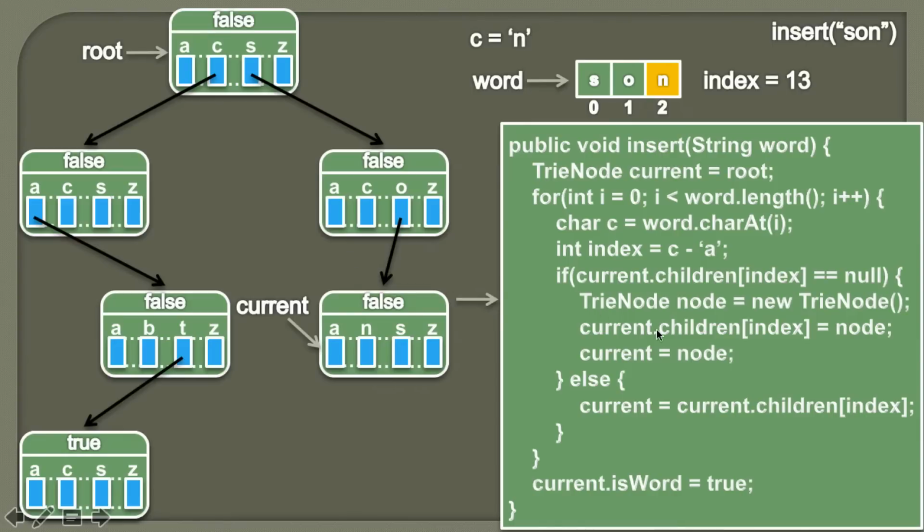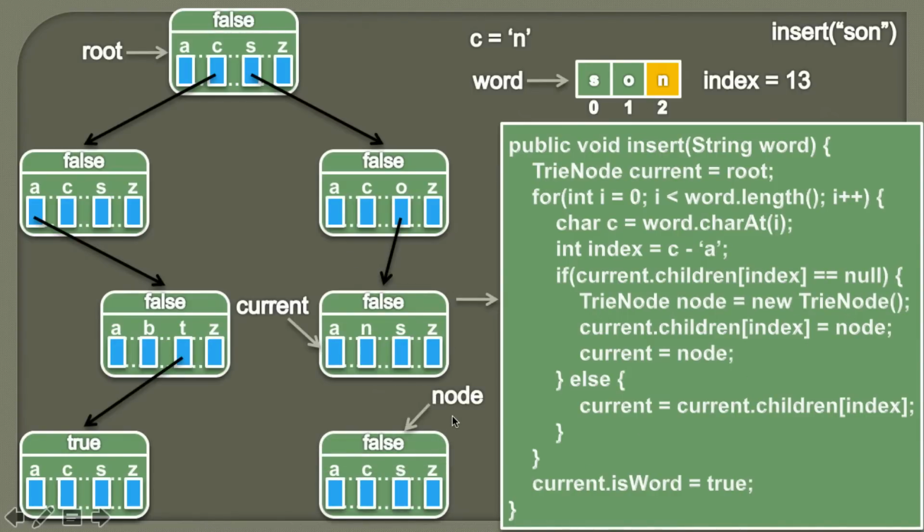So in order to insert n into this trie, we'll first create a new trie node and we'll assign it to a temporary node. And then we'll simply assign this newly created node to the index 13 of this trie node array, which maps to n. So it would look something like this. And then we'll simply move current to this newly created trie node by assigning the value of node to current. So it would look something like this.